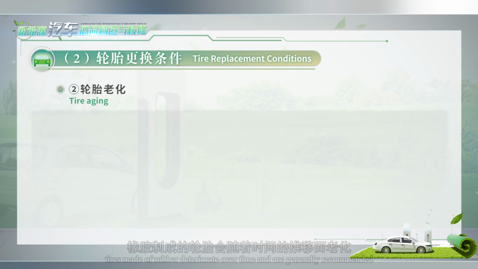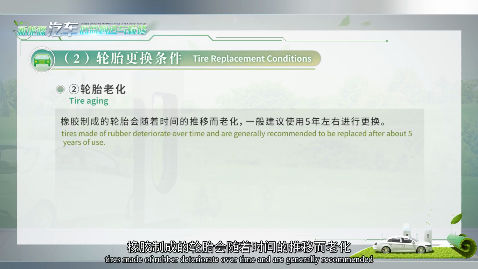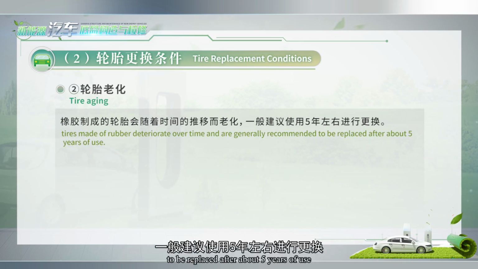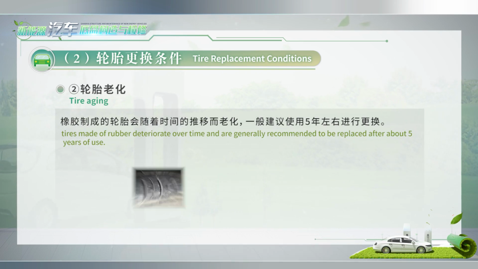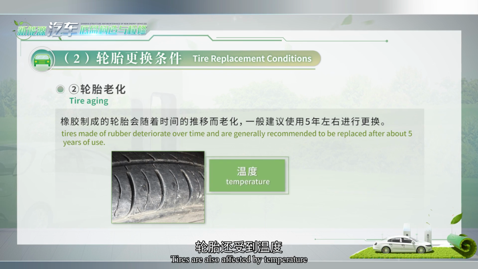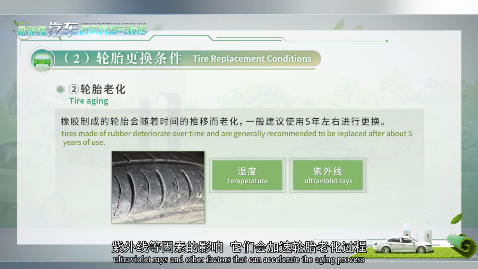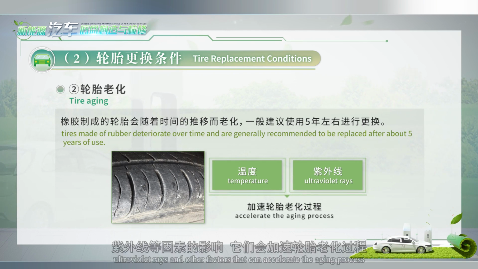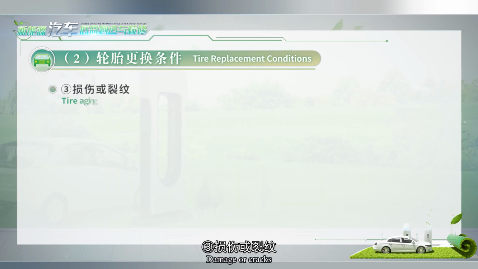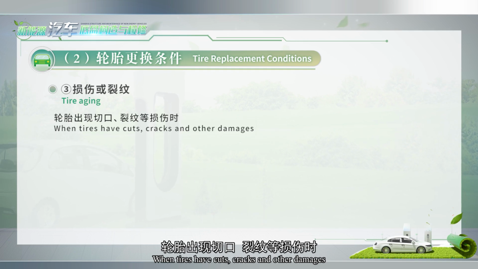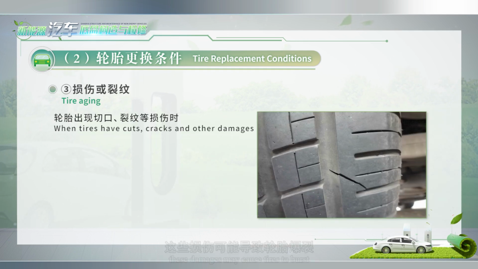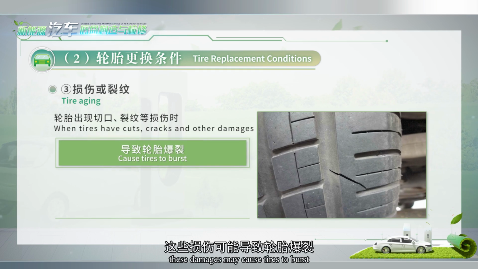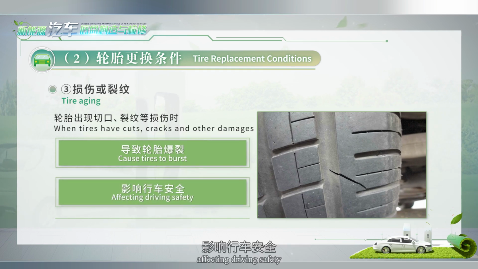Tire aging. Tires made of rubber deteriorate over time and are generally recommended to be replaced after about 5 years of use. Tires are also affected by temperature, ultraviolet rays, and other factors that can accelerate the aging process. Damage or cracks: when tires have cuts, cracks, or other damage, these may cause the tire to burst, affecting driving safety, and they need to be replaced in time.